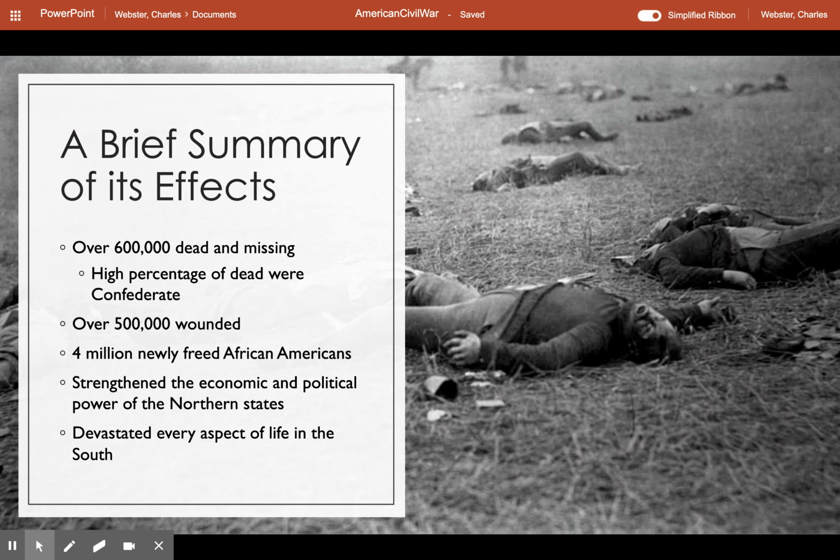Let's start off first with a summary of all the effects of the war. This photo, as you can see in the background, is from one of the battles, the battle at Gettysburg. You can see from this picture how devastating and gory this battle was. You can see the bodies in the background and a few in the foreground of the photo, and it gives you a sense of what it would have been like had you actually been there, right?